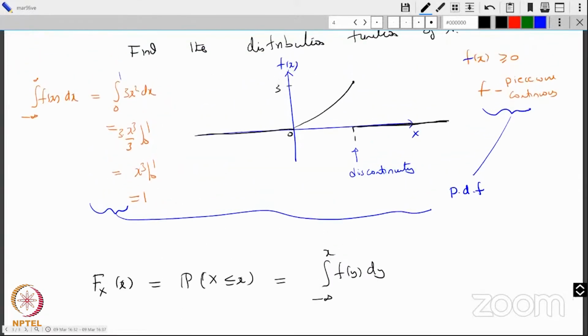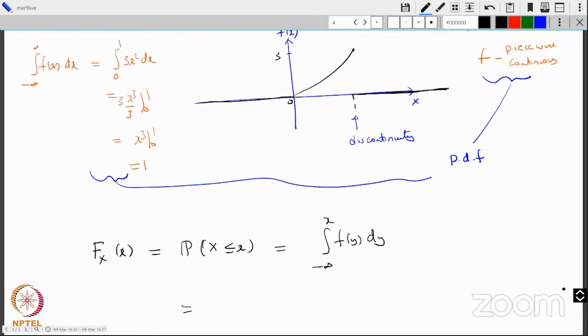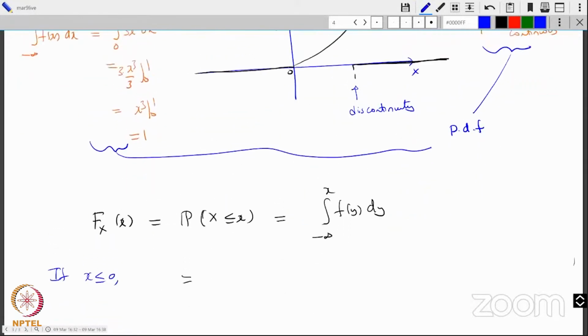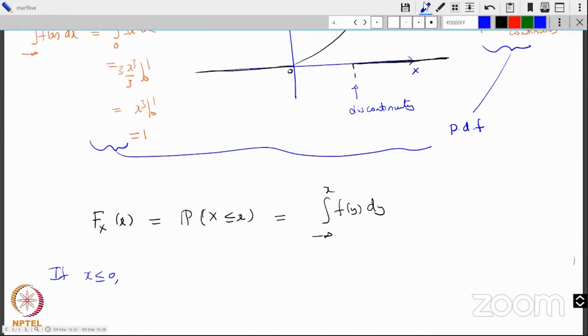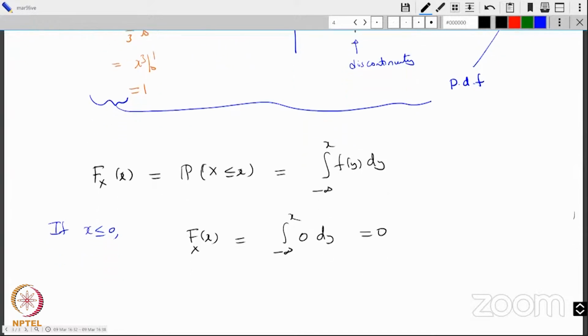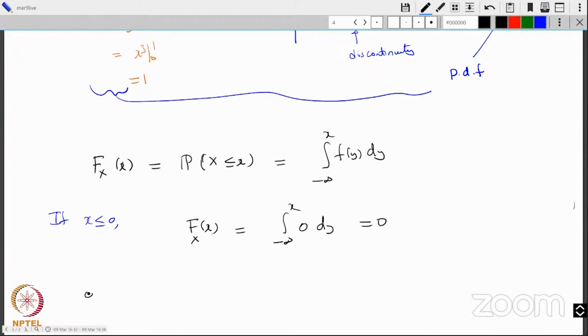Now, little f is 0 outside the interval 0, 1. So one clear thing you can do is that if x is less than or equal to 0, that means the density function is 0 there. So that means F sub X of x is going to be equal to the integral from minus infinity to x, where x is less than or equal to 0, so density is 0 dy, and that's just 0. Very nice.